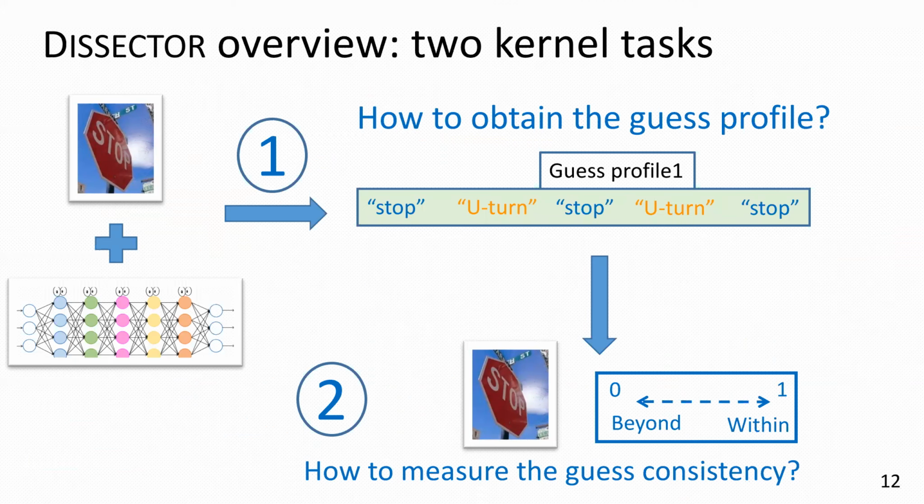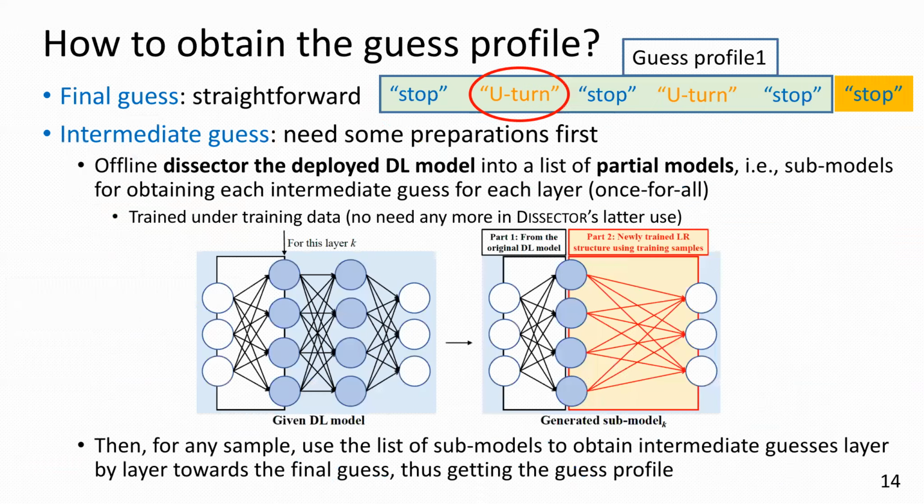Then, in our approach, there are naturally two tasks. First, given any input sample, how can we obtain its gas profile? Second, based on such profile, how can we measure its gas consistency? First, for the first task, getting the gas profile. Its final gas is straightforward and given as a prediction result, but its intermediate gases are not easy.